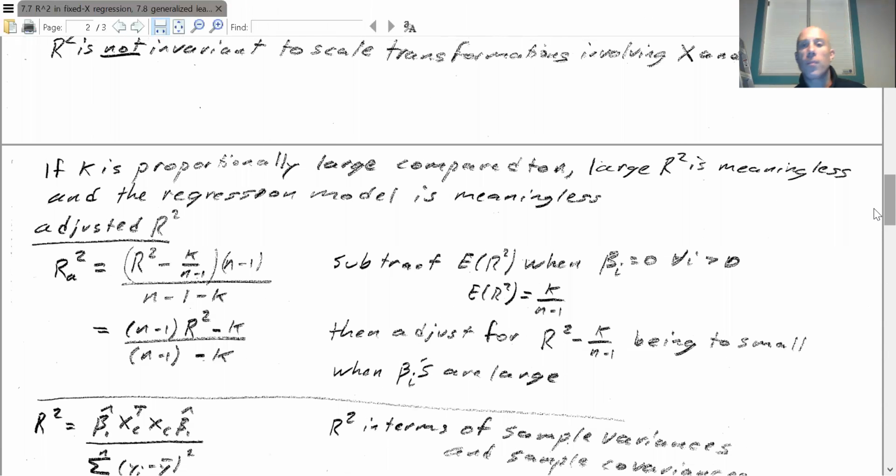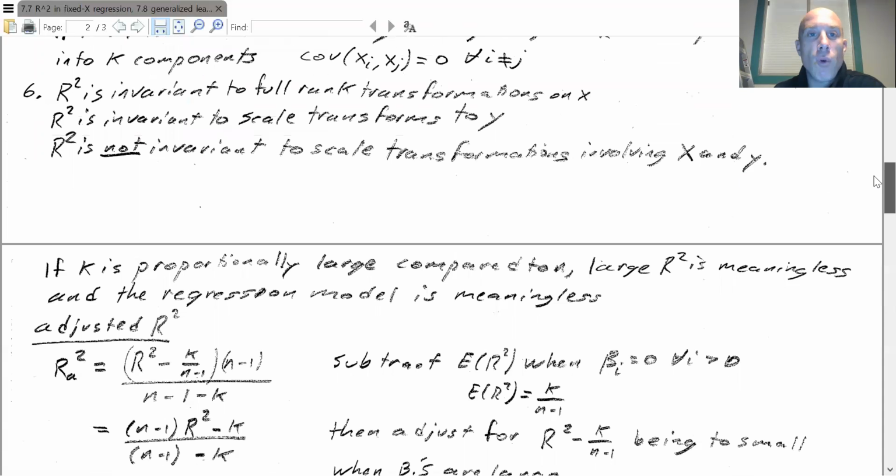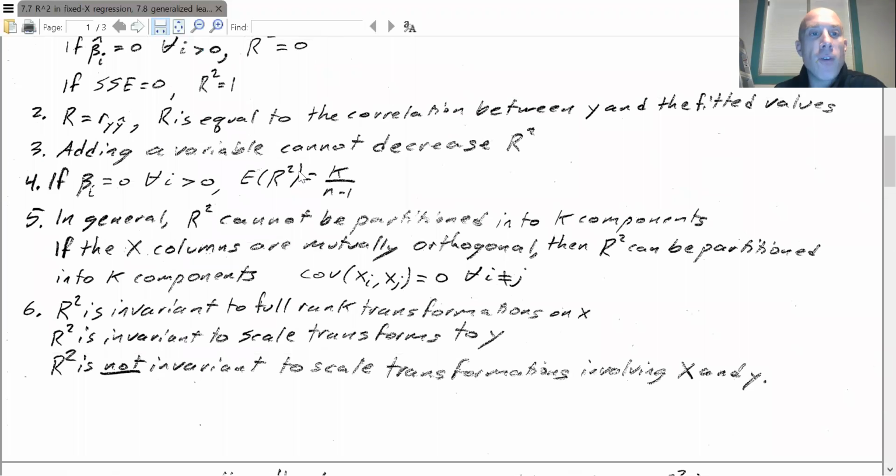All right, so if you think about that expected value when all the slopes were equal to 0, if k is proportionally large compared to n, so I have a lot of predictor variables compared to my sample size, then a large R squared is meaningless. Really, there's not a whole lot going on there, and the regression model, therefore, is also meaningless. So if I go back up here, I'm going to scroll up.